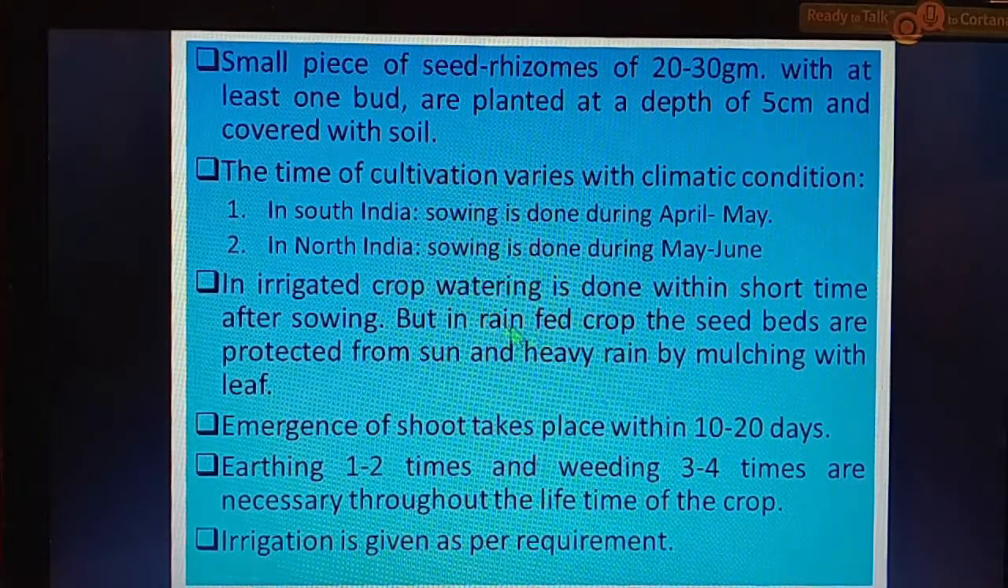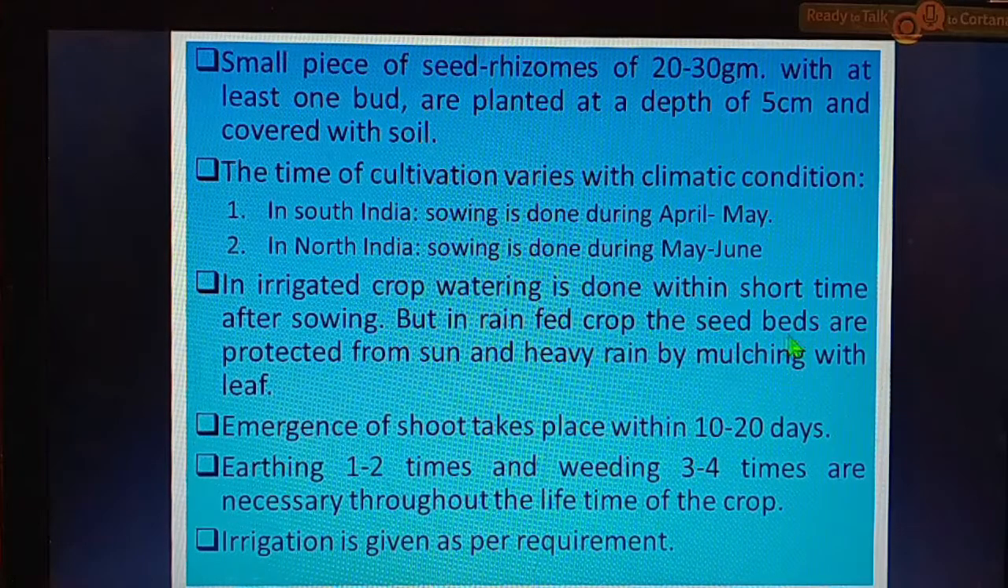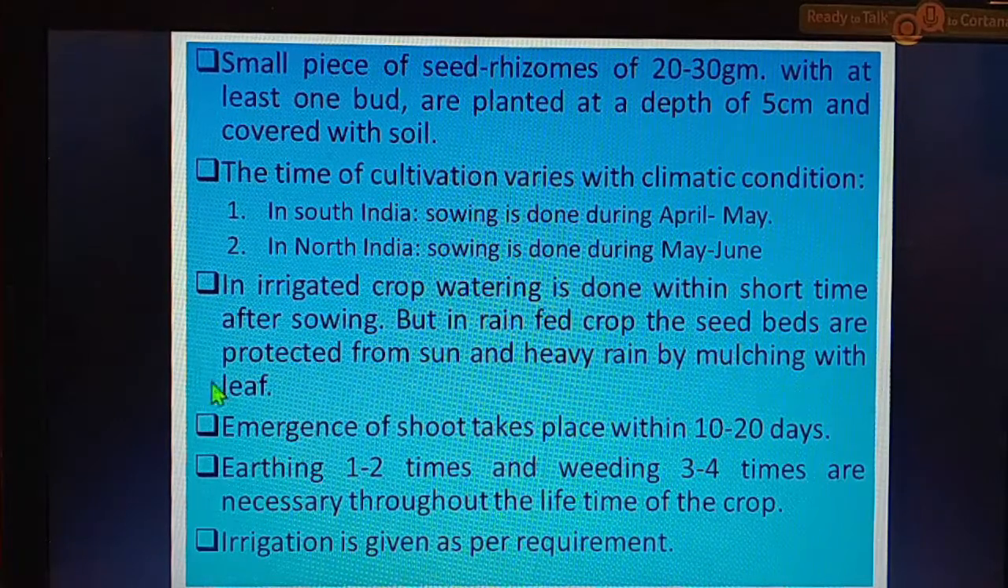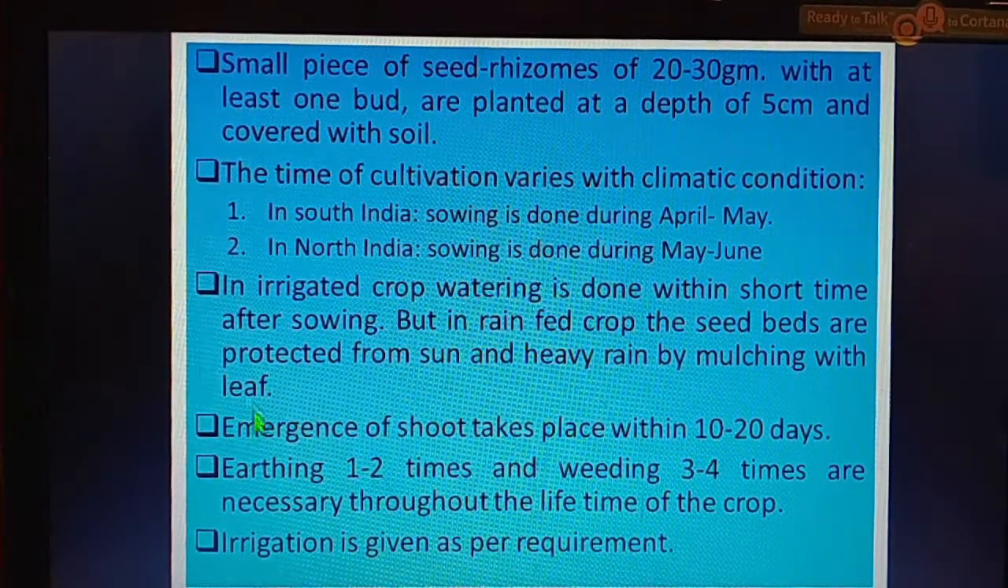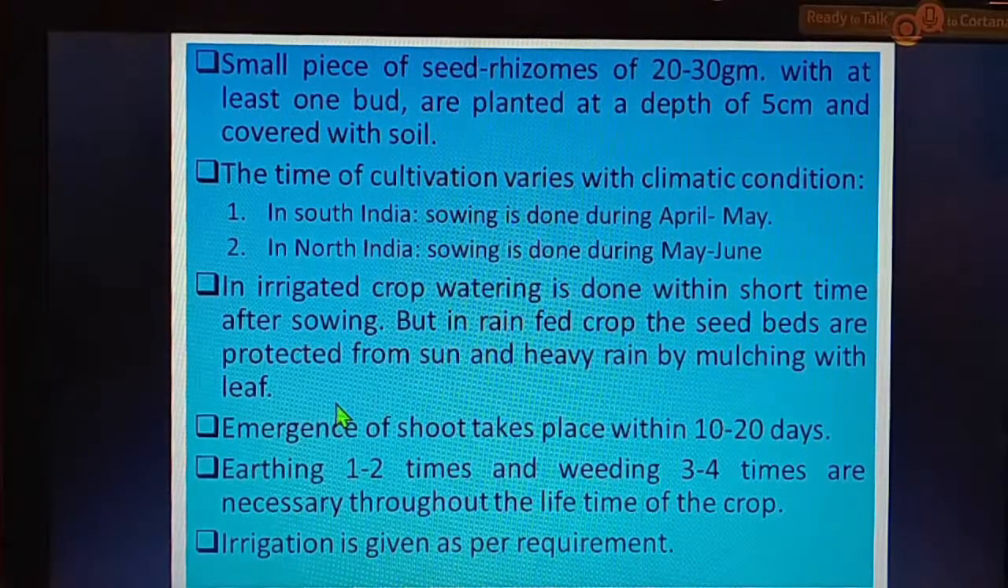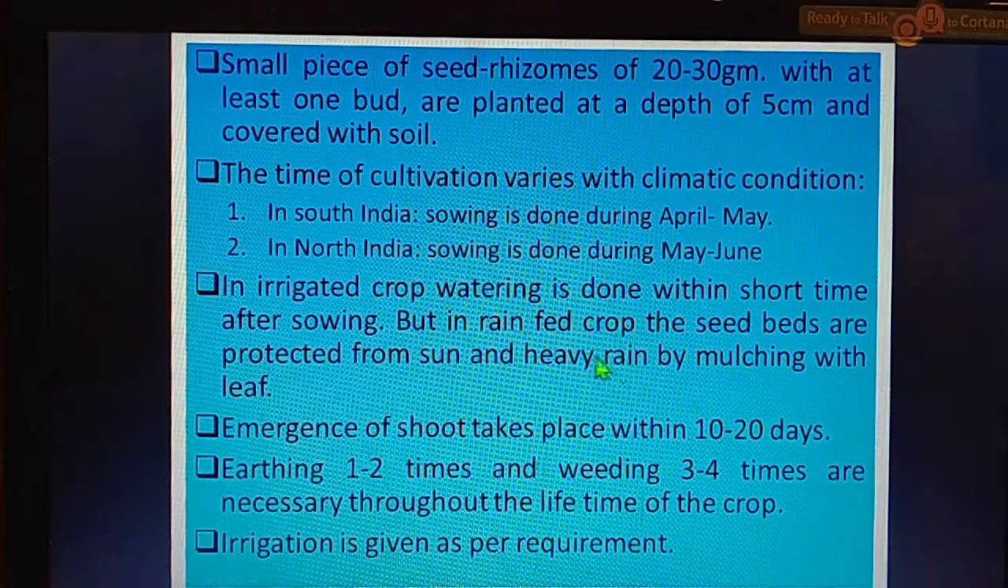But in case of those rain-fed crops, the seed beds are protected from the sun and heavy rain by mulching with the leaves, okay. So the soil is covered with these leaves to protect it from the sun as well as heavy rain.